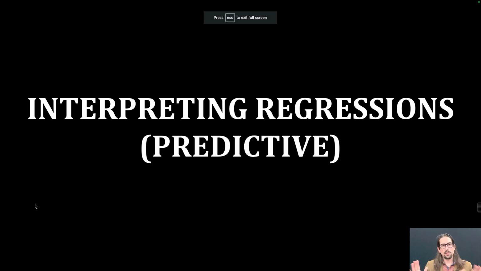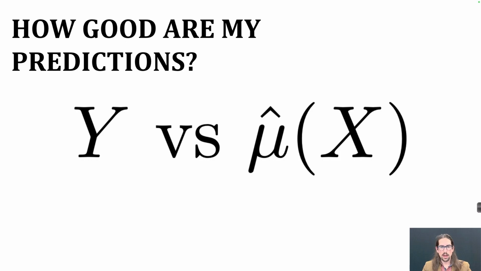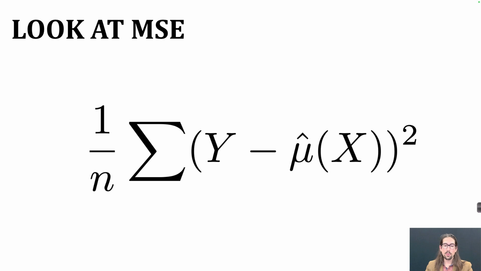So where we're on firmer ground is if we're using this in a predictive context, because then the question is more clear. You can ask very clearly, how good are my predictions? We can compare the observed value of y that we got to the predictions. The only question left to answer is, how are you comparing these things? We've already seen one good way to compare them that is very commonly used, and that's mean squared error.